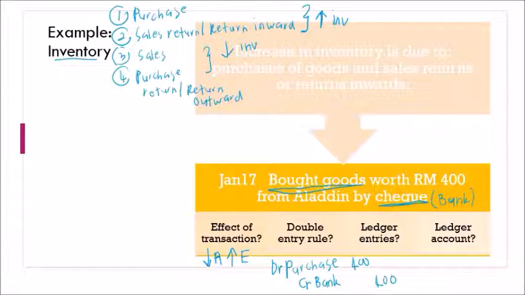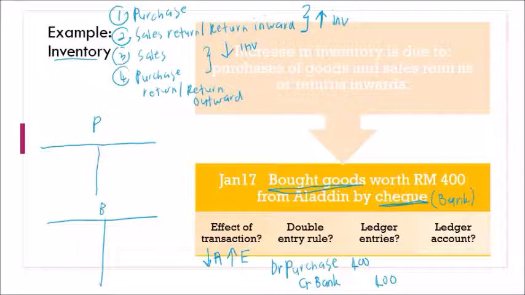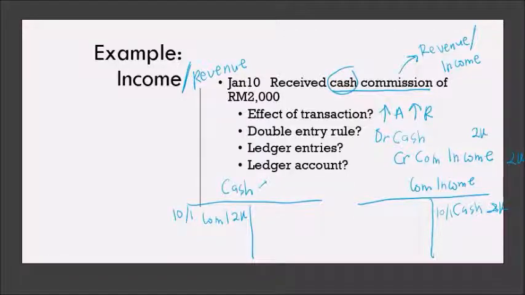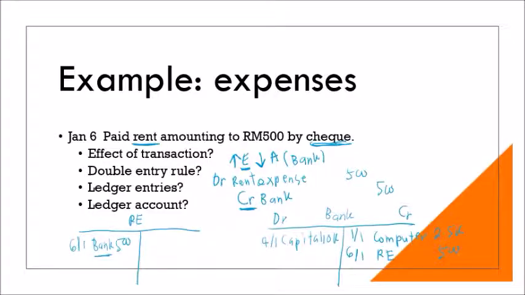Let's open up a ledger. Okay, so what is the ledger? We have two ledger, which is the purchase and the bank. Okay, so the purchased, let us look previously. Do we have a purchase account open yet? This is cash and drawing, cash income, bank.